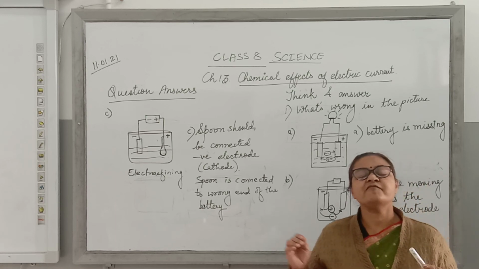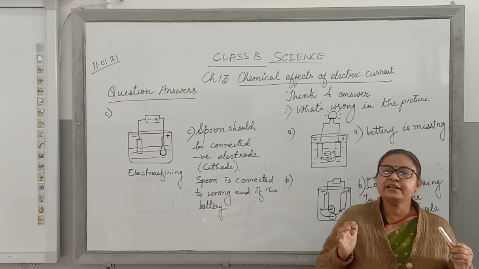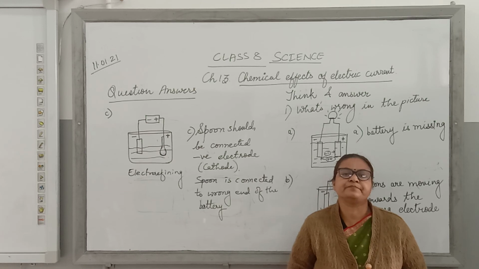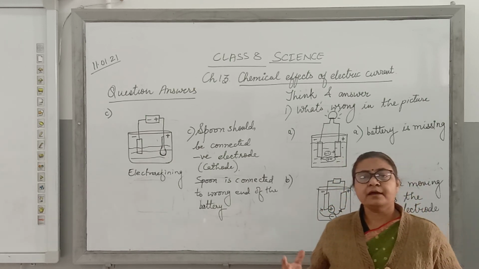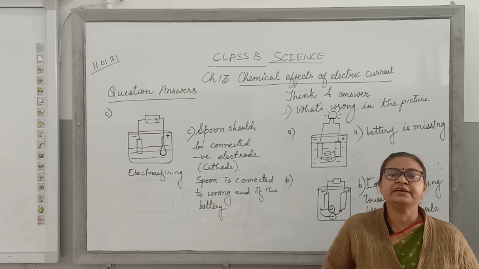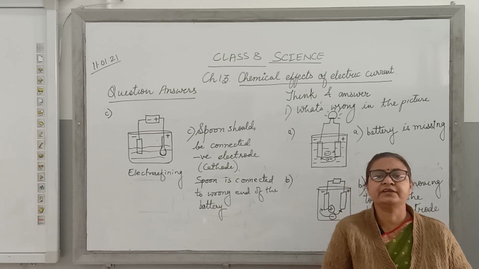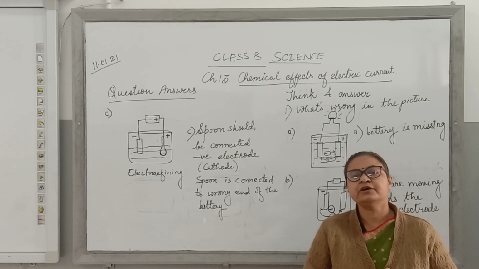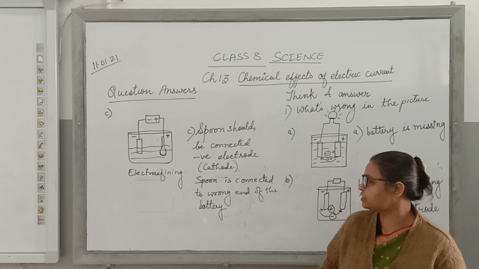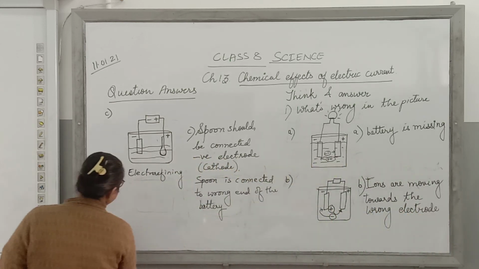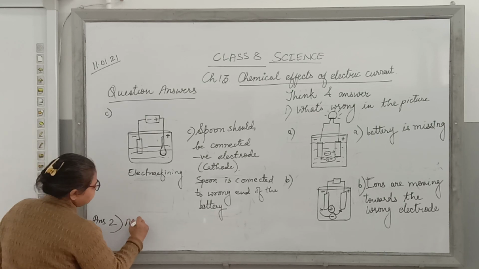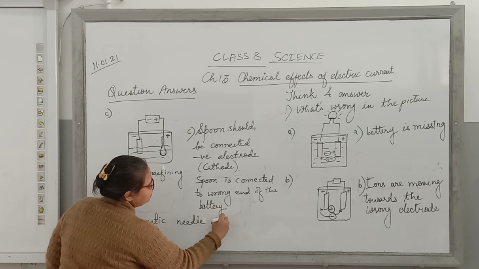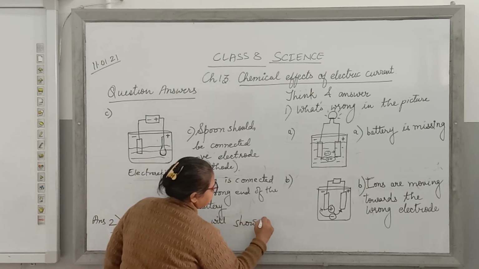Now children, as we have learned last year, when electric current passes through a conductor, it produces magnetism. And if we bring a magnetic compass near a setup which is having electric current in it, the magnetic compass should show the deflection. The needle should move, it should show the deflection. So your answer will be magnetic needle will show deflection.